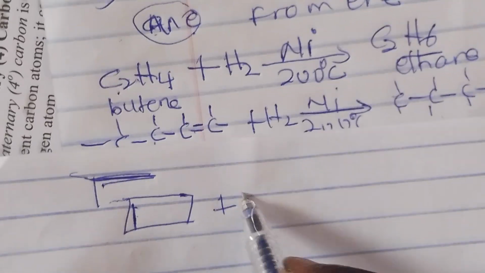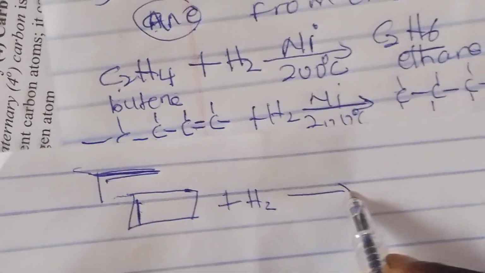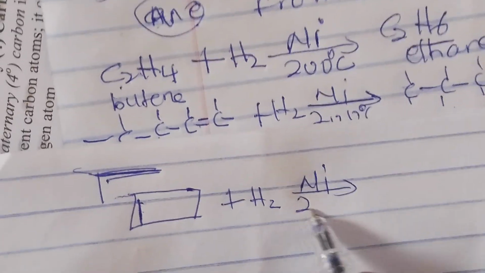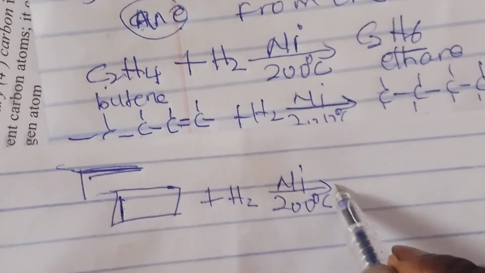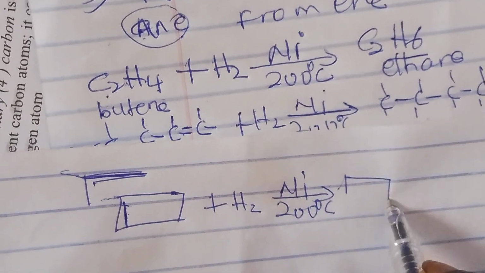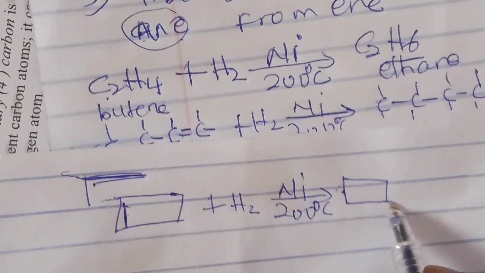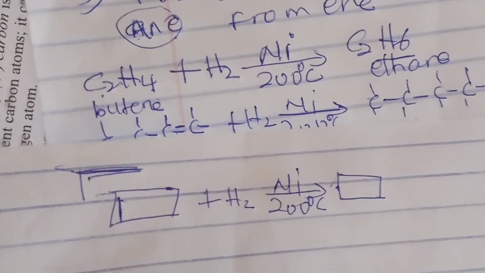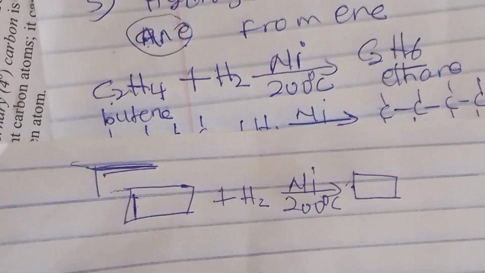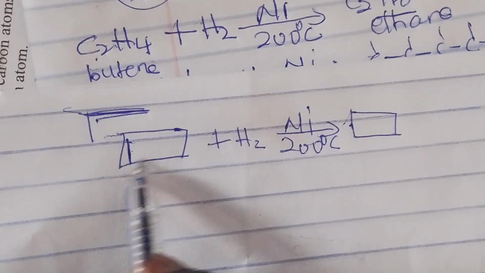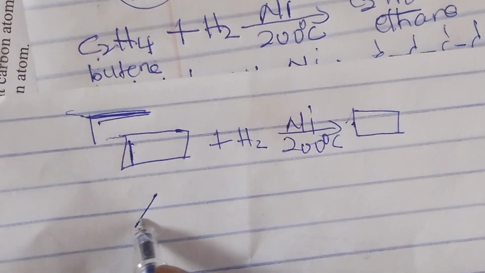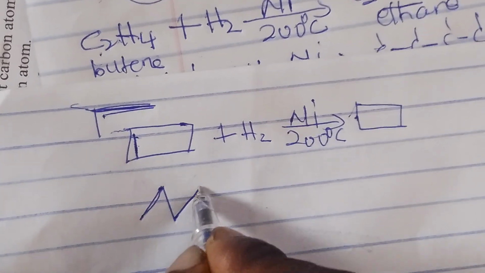Then it is going to react with H2 in the presence of nickel and a temperature of 200 degrees C. Then you are going to write the complete rectangle. That is cyclobutane. Cyclo what? Butane, like that. Now let's write it in terms of skeletal structure. How many ends do we have? 1 2 3 4. Just draw it. This one is the skeletal structure of butene.